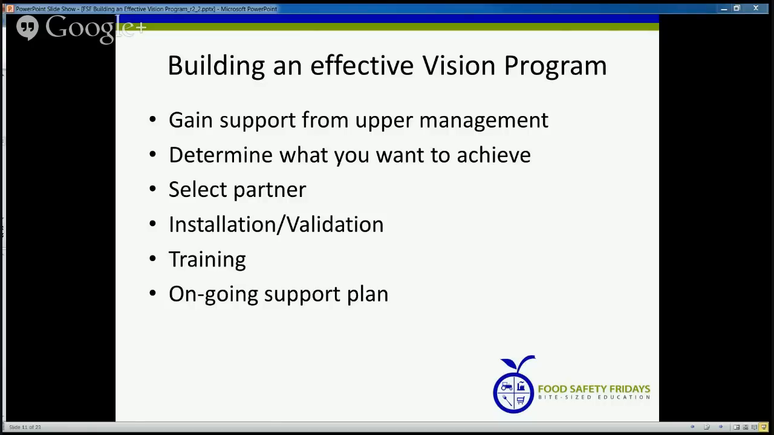Then implementation or installation and validation of the system, getting it on the line, set up, running, making sure that it's doing what you expect it would do. Then training your organization, your operators, on how to use it, how to maintain it, and then an ongoing support plan. How is that machine going to be checked and rechecked to make sure that it's working as expected? What's going to happen when something fails, when something goes down? How is it going to be maintained?